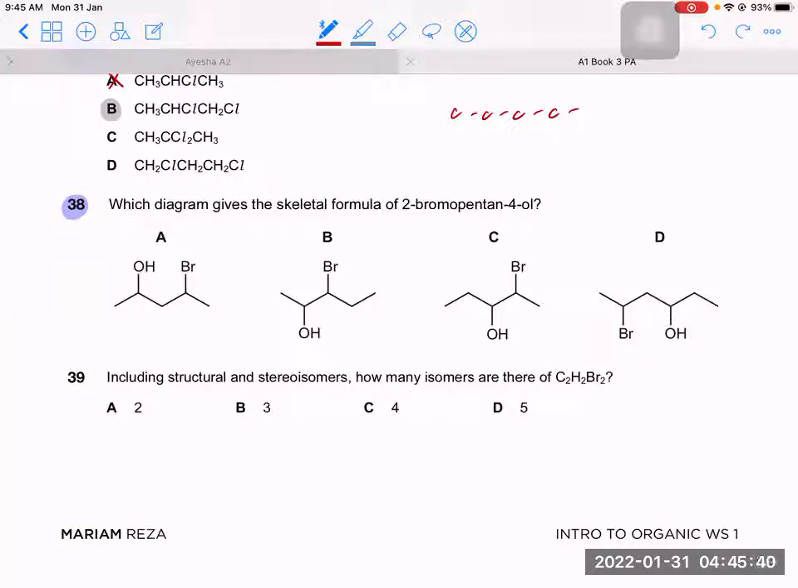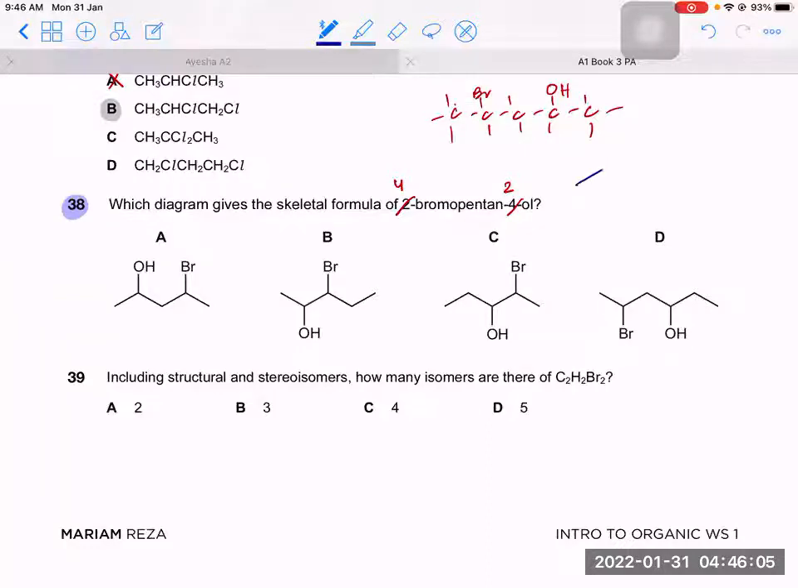Yes, 1, 2, 3, 4, 5. I'll tell you why. So you have a 2-bromo pentan 4-ol. When we number, we number in such a way that the most important functional group gets the least number. It should be 4-bromo pentan 2-ol. So there's a mistake in the question here. So it should be 4-bromo pentan 2-ol.